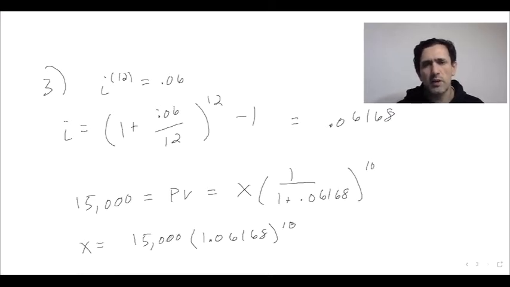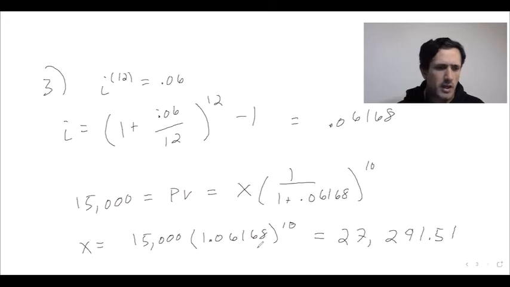All we're saying here is the value of this liability is 15,000 accruing 10 years of interest at an effective interest rate of 6.168%. And so this is going to be 27,291 and 51 cents.